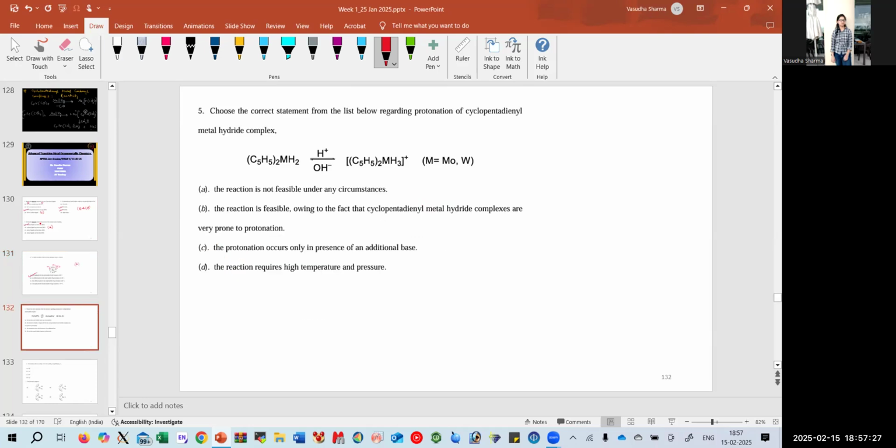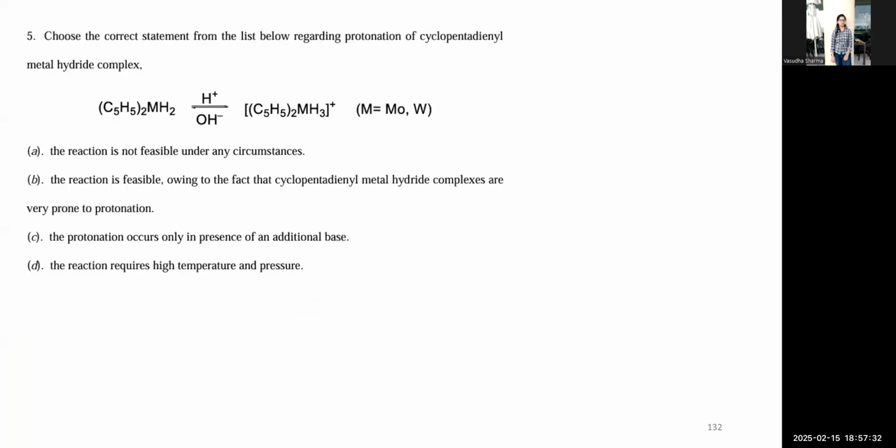Choose the correct statement from the list given below regarding a metal hydride complex. So we have (C5H5)2MH2. When it has been treated with H+, meaning a proton source, it will undergo conversion to MH3+, for molybdenum and tungsten. The option says the reaction is not feasible under any circumstances. That is not correct. The reaction is feasible owing to the fact that Cp metal hydride complexes are very prone to protonation.